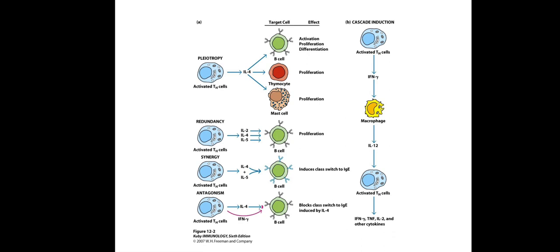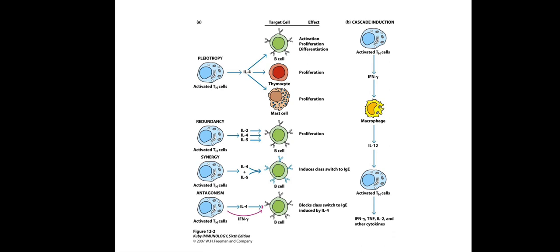In case of synergy, the effect of one cytokine is enhanced by another cytokine. For example, IL-4 induces class switching of B cells for IgE production. This is enhanced by the presence of IL-5.